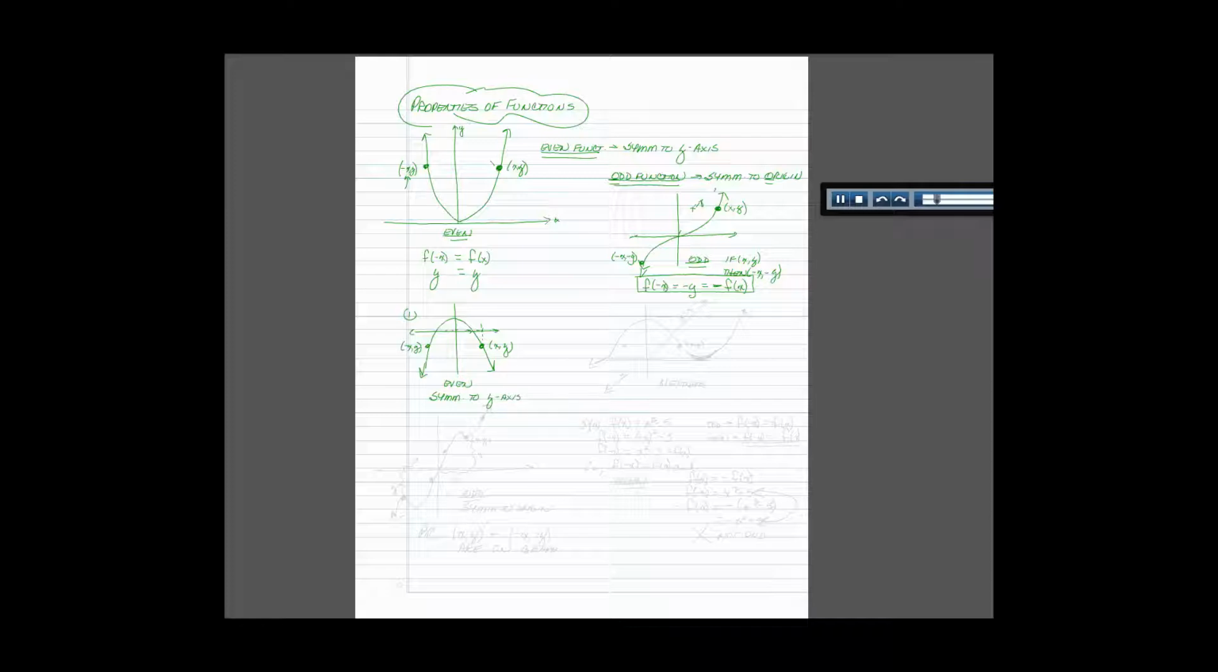Now, if you understand symmetry, you know that it means that the right-hand side is a reflection of the left-hand side, and you can tell that by looking at it. You can tell by looking. All right, let's look at this second graph.